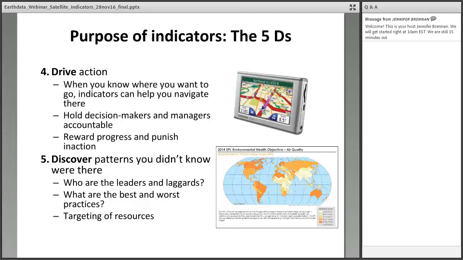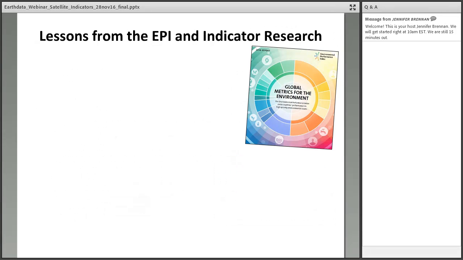Who are the leaders? Who are the laggards? Who are the best and worst? What are the best and worst practices? What makes one country, say Malaysia, perform better than Thailand when they both experienced a similar economic boom in the 1990s? You can ask a number of these sorts of questions. They also help with targeting of resources.